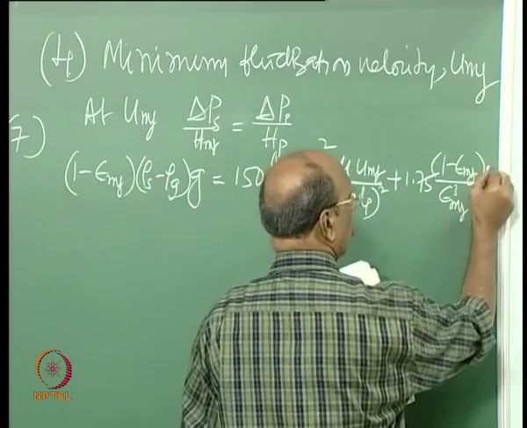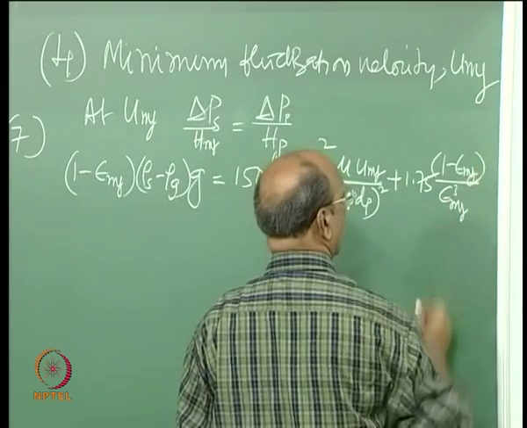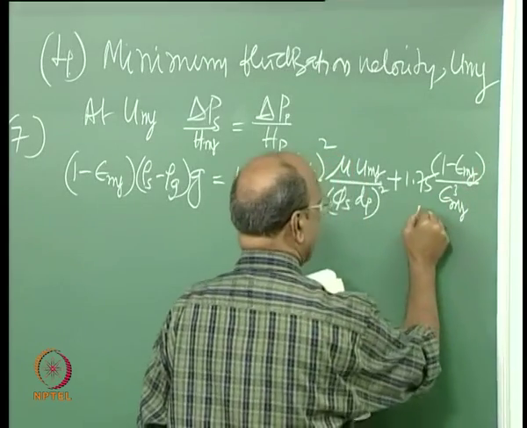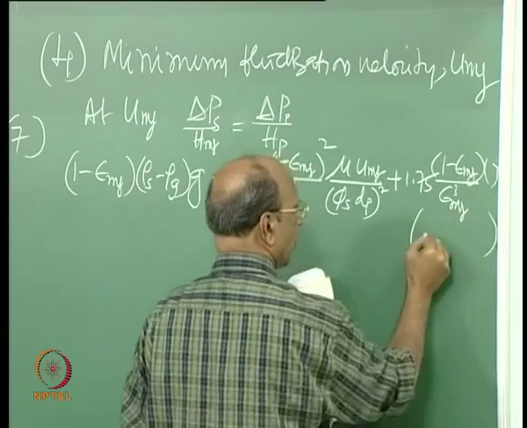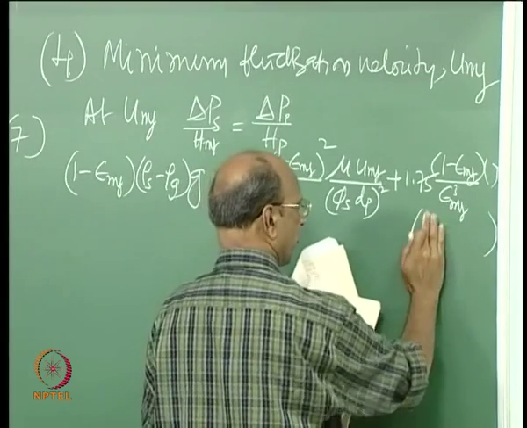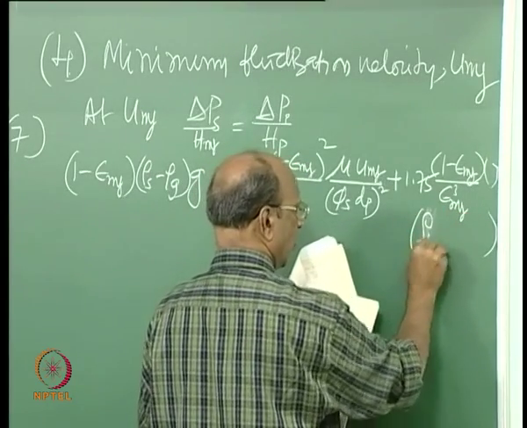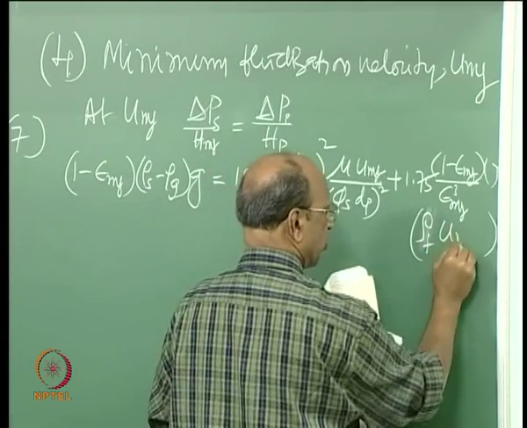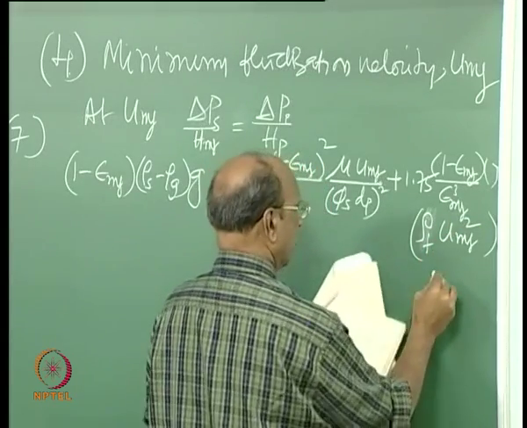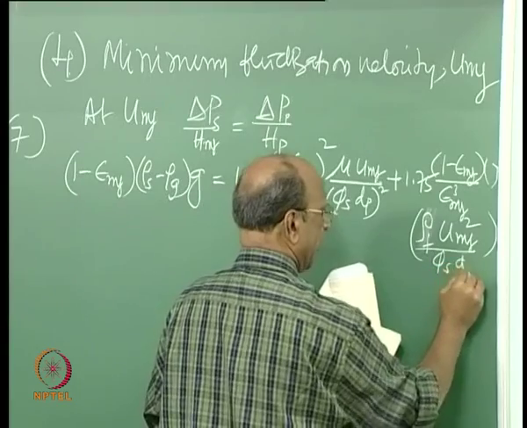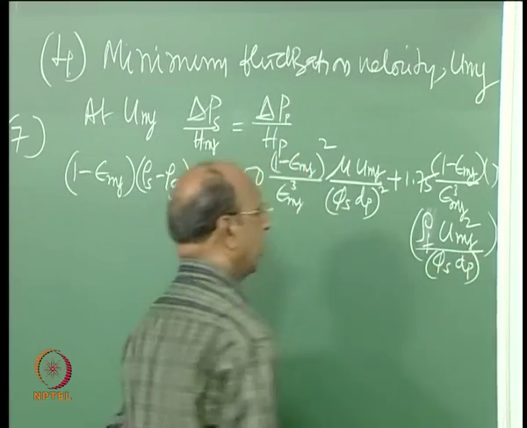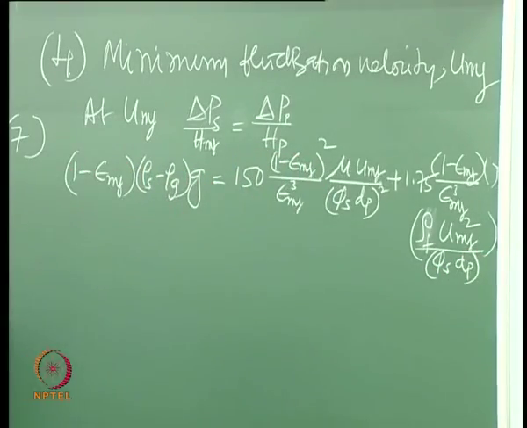You get here rho f, I will write this term, rho f UMF square by phi s dp, where phi s is sphericity. That is the equation, and when you rearrange this, I may give this derivation to you.